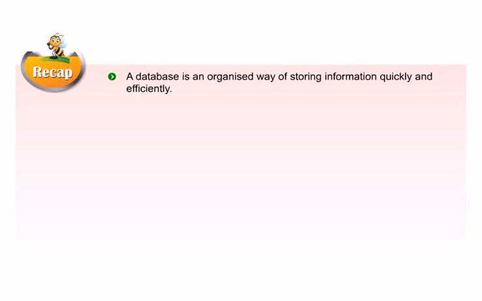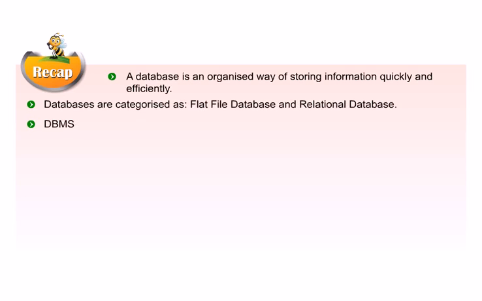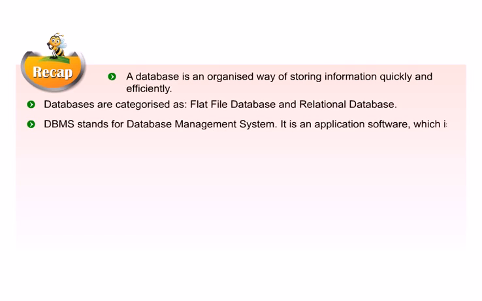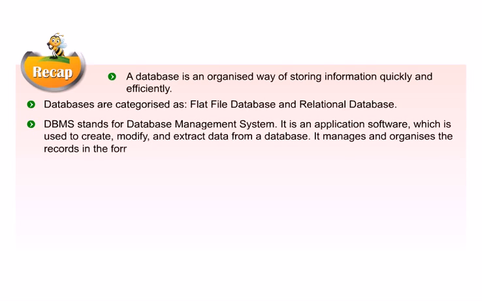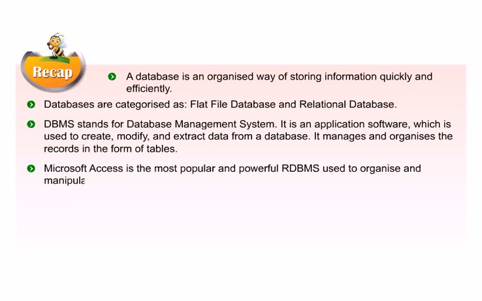Okay students, let us take a recap of this chapter. A database is an organized way of storing information quickly and efficiently. Databases are categorized as flat file database and relational database. DBMS stands for Database Management System. It is an application software which is used to create, modify and extract data from a database. It manages and organizes the records in the form of tables. Microsoft Access is the most popular and powerful RDBMS used to organize and manipulate data.